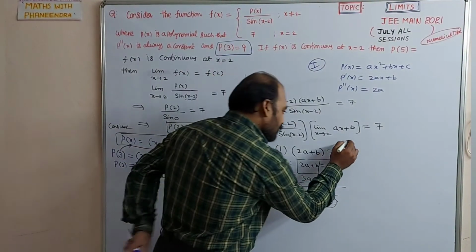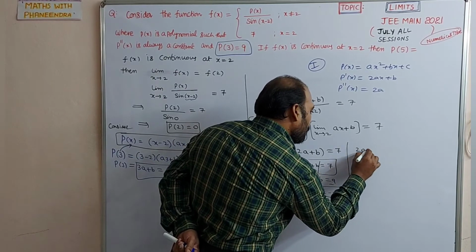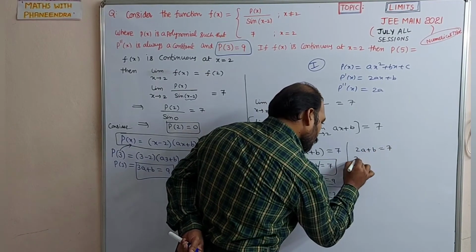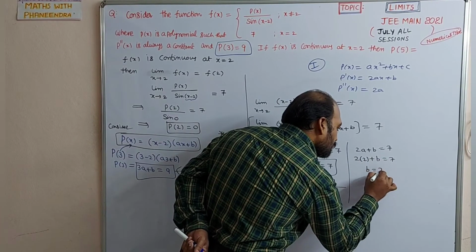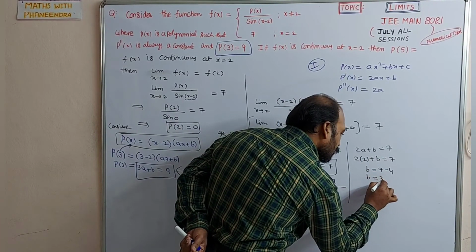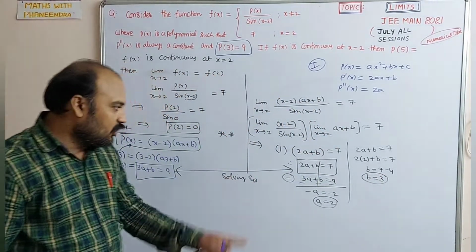Substitute either in this equation. So 2a plus b is equal to 7. 2 into 2 plus b is equal to 7. b is equal to 7 minus 4. b is equal to 3. So a value 2, b value 3, we got it.